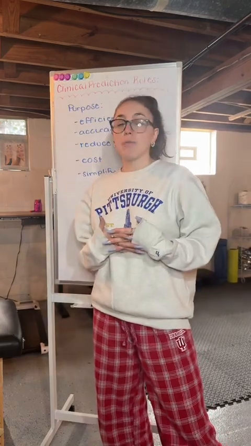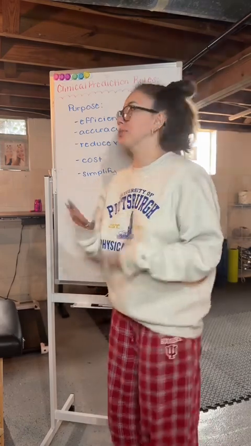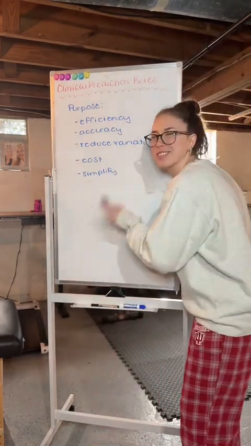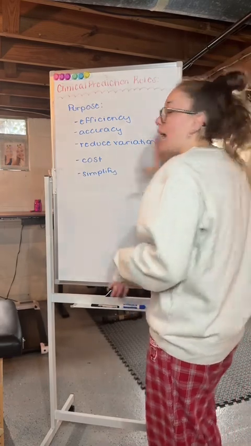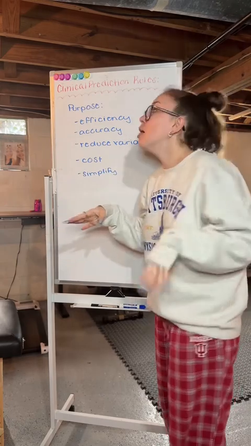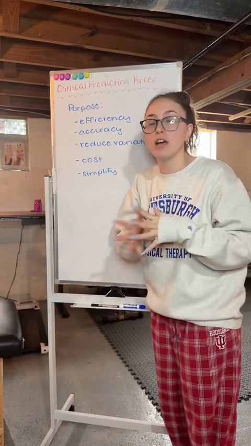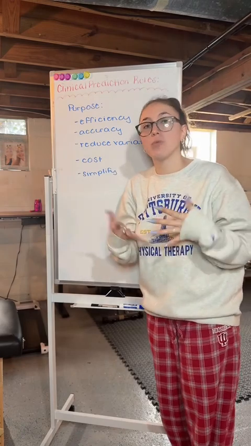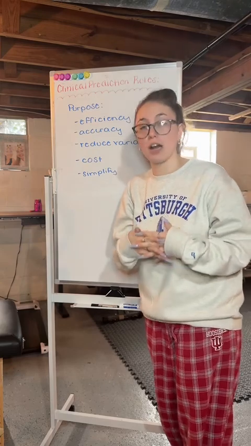Let's next talk about the purpose of clinical prediction rules, which we kind of already got to in the definition. Doesn't that blue marker look so much better? So, like we previously stated, efficiency and accuracy, right? So we have so many things that we can do as physical therapists, but clinical prediction rules allow us to be more cost effective. It reduces the variation when we're performing our evaluation and helps us to be more efficient when we're performing our evaluations.